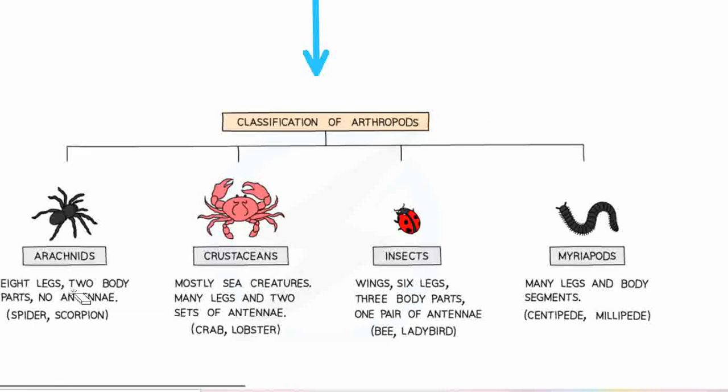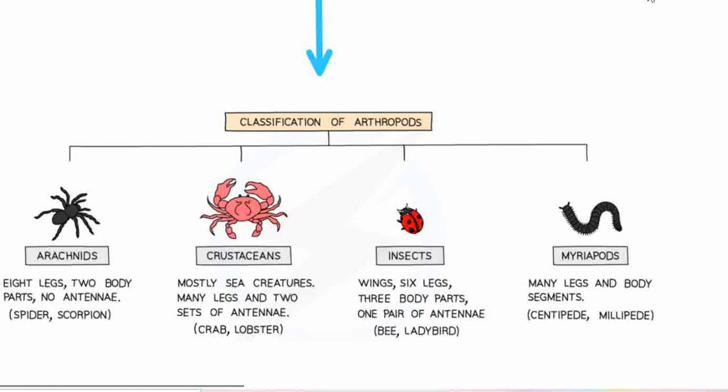Arachnid has 8 legs. This is the most important thing. Crustacean has many legs and 2 sets of antennae. So, crustacean has 2 sets of antennae, and is mostly a sea creature like crab and lobster.